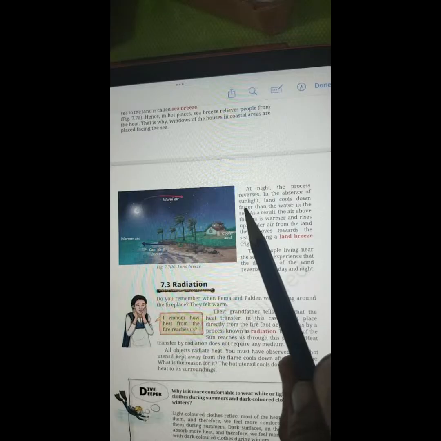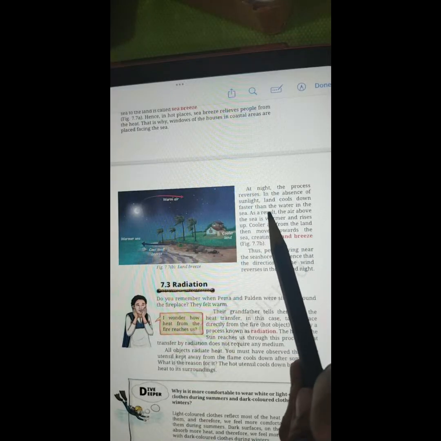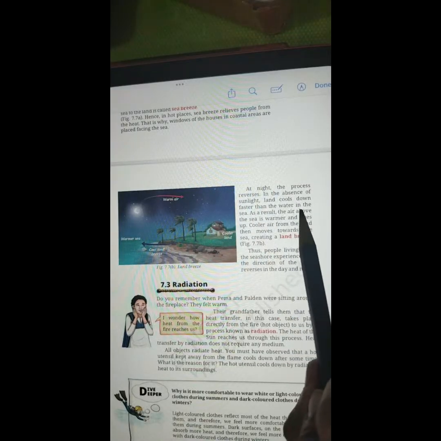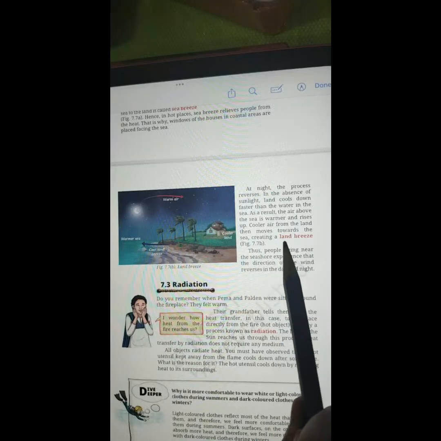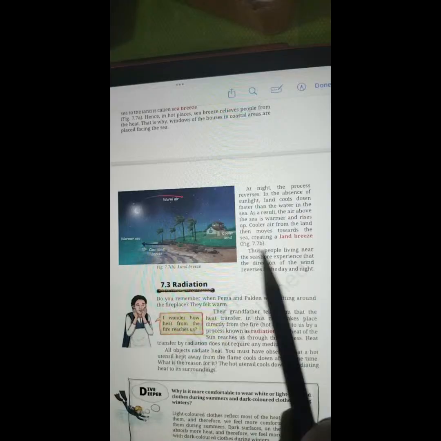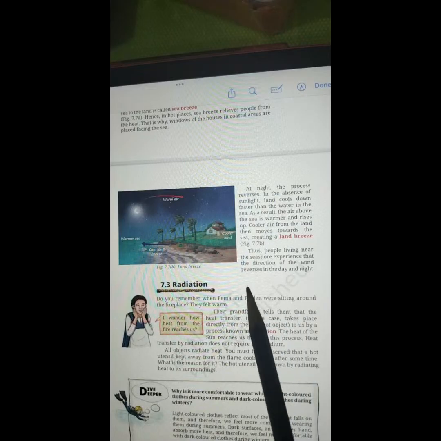At night, the process reverses. In the absence of the sunlight, land cools down faster than the water in the sea. As a result, the air above the sea is warmer and rises up. Cooler air from the land then moves towards the sea, creating a land breeze as shown in this figure. Thus, people living near the seashore experience that the direction of the wind reverses in the day and night.